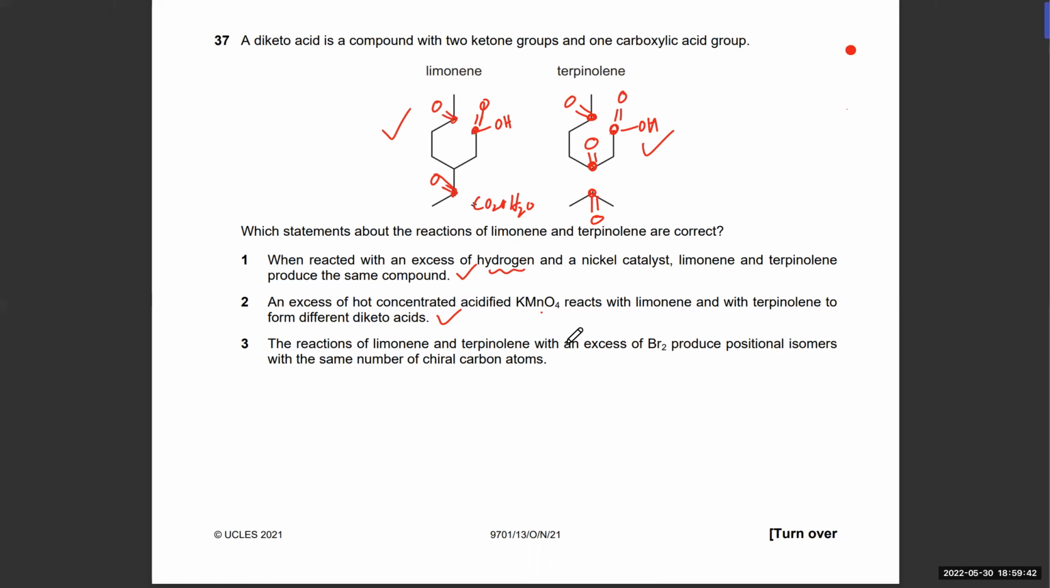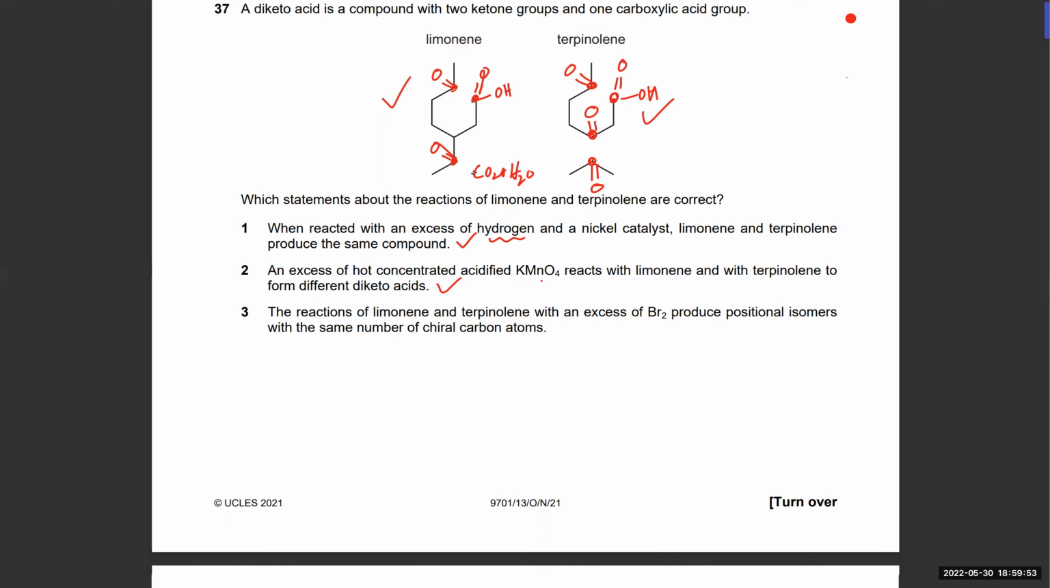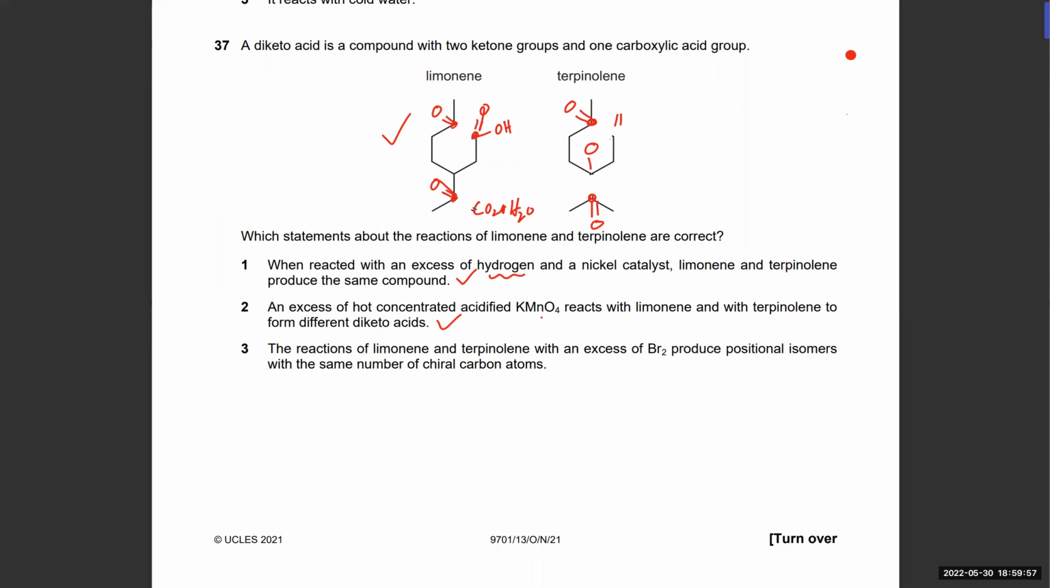A reaction of this compound with an excess of Br2 produces positional isomers with the same number of chiral carbon atoms. So now he's reacting it with Br2. What will happen? The double bonds would go away. So imagine all the double bonds are gone. Br's are going to get added. This one would be a Br as well. There's going to be a Br that's added over here. Br and Br getting added, and now imagine the double bonds are not there.